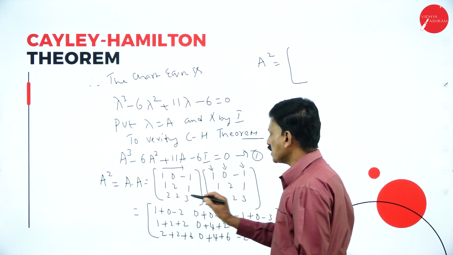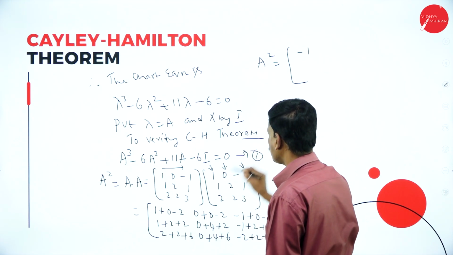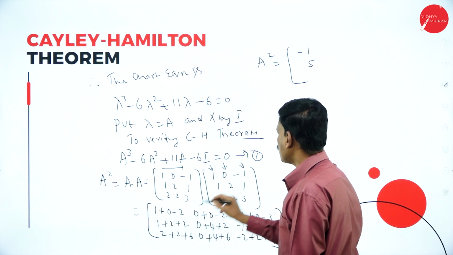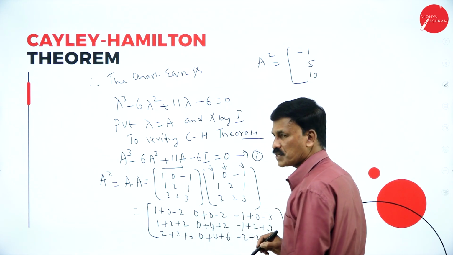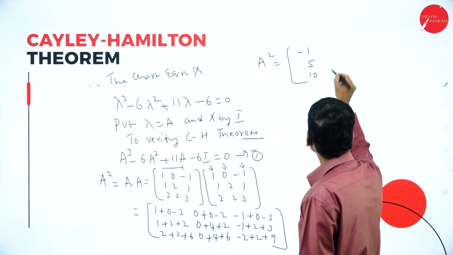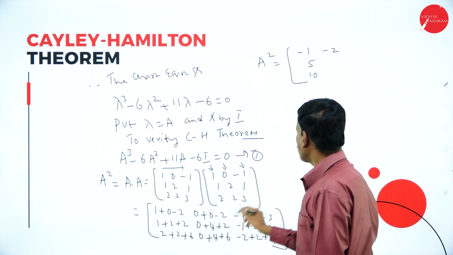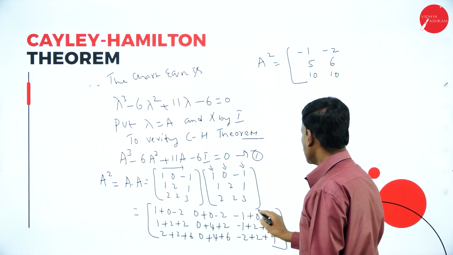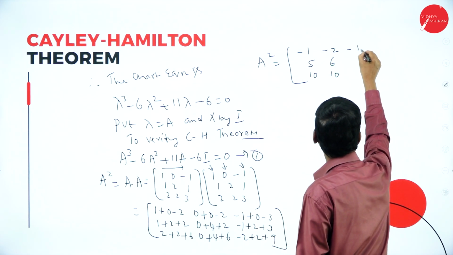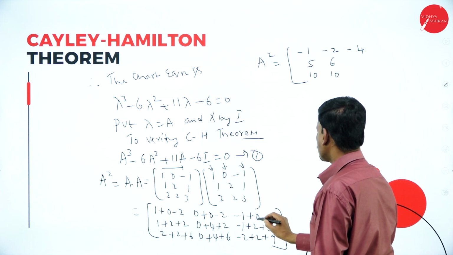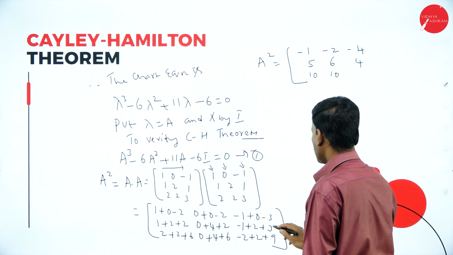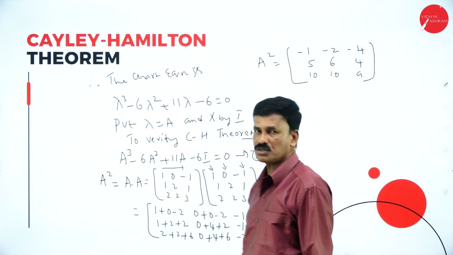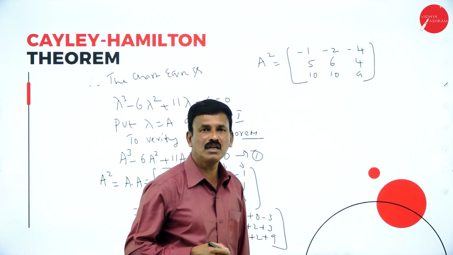A square can be written as: 1 minus 2 is minus 1, 2 plus 2 plus 1 is 5, 6 plus 4 is 10. First row: minus 1, 5, 10. Second row: minus 2, then 4 plus 2 is 6, 6 plus 4 is 10. Third row: minus 1 minus 3 is minus 4, then 3 plus 2 is 5 minus 1 is 4, and minus 2 plus 2 cancels, leaving 9. This is the value of A square, right? Now find out the value of A cube.